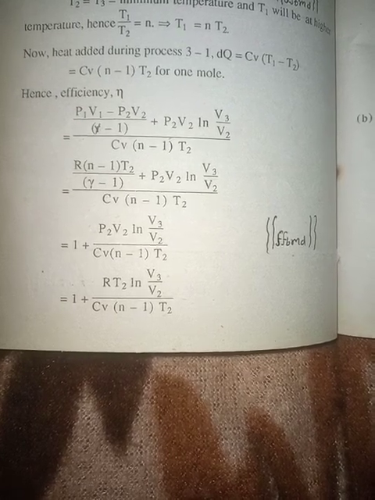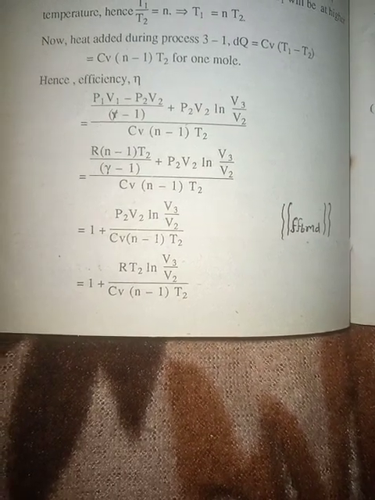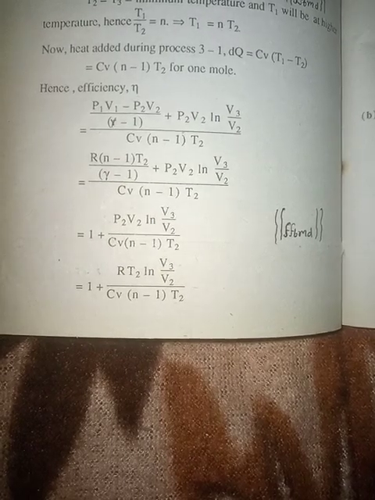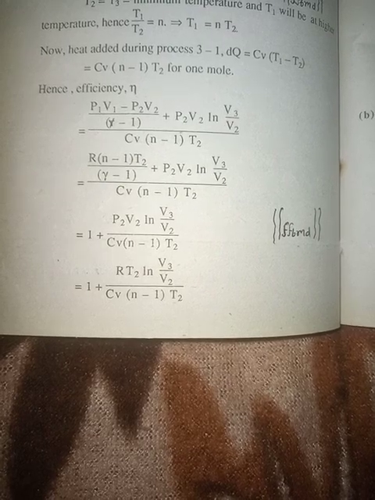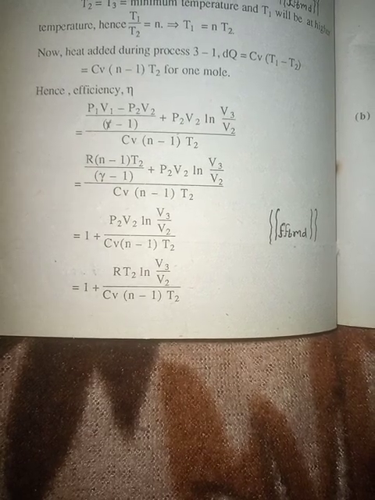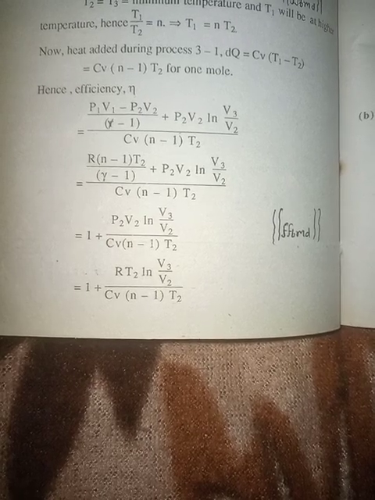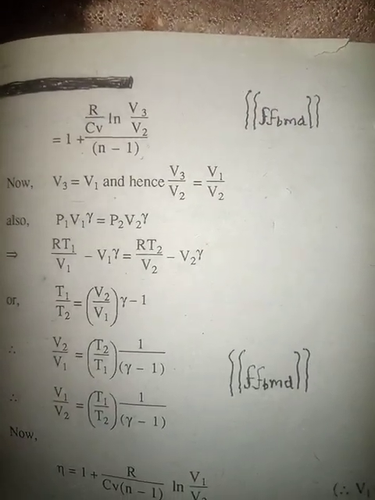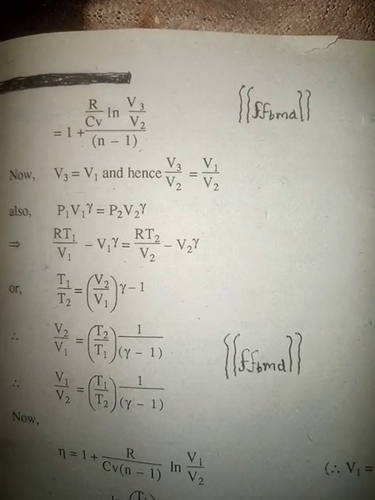log V3 by V2, divided by CV into (N minus 1) T2, equals 1 plus P2 V2 log V3 by V2 divided by CV into (N minus 1) into T2, equals 1 plus R T2 log V3 by V2 divided by CV into (N minus 1) into T2, equals 1 plus R by CV log V3 by V2 by (N minus 1).